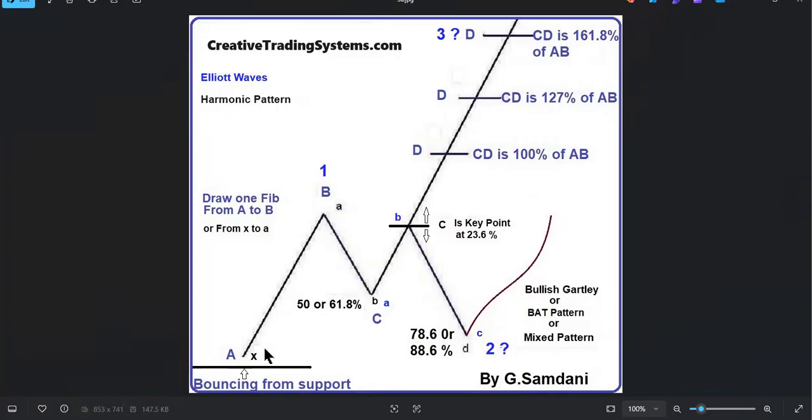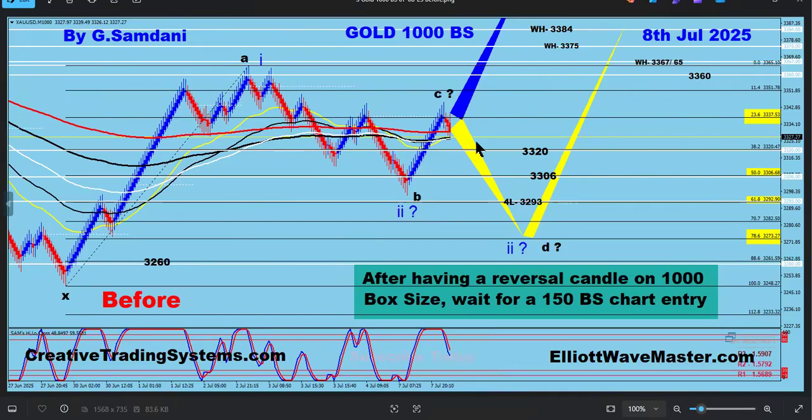Or a harmonic pattern, Black count, X, A, B, C, and then D. Now, the C point is the key. That key turning point means that here you have a 50% chance of either an up move or a down move. So you need to be very careful. And that's why, if you look at this, this blue mark is my second option, second scenario. The first scenario is always the yellow mark, right?